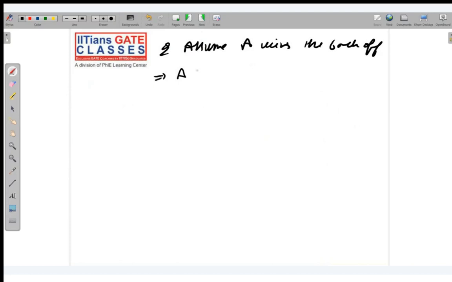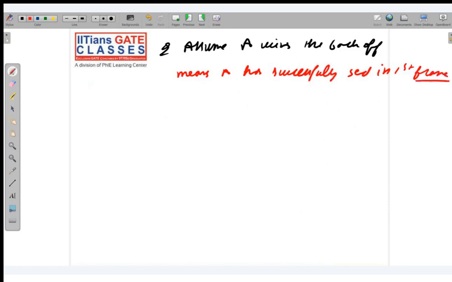A wins the first back off means A has successfully sent its first frame. Whatever first frame it was sending, to whosoever it was sending, it hardly matters. He has successfully sent its first frame. That is the basic meaning. But B still needs to send its first frame.